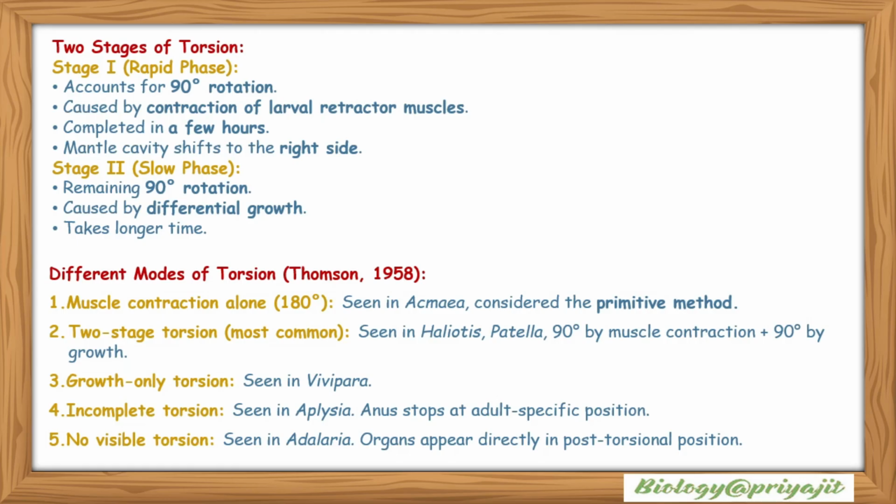So, what are the different modes of torsion according to Thompson 1958? First, muscle contraction alone, 180 degrees, seen in Acmaea, considered the primitive method. Two-stage torsion, which is the most common one, seen in Haliotis and Patella: 90 degrees by muscle contraction and 90 degrees by growth. Growth-only torsion is seen in Viviparus. Incomplete torsion is seen in Aplysia, where the anus stops at an adult-specific position. No visible torsion is seen in Adalaria. Organs appear directly in the post-torsional position.